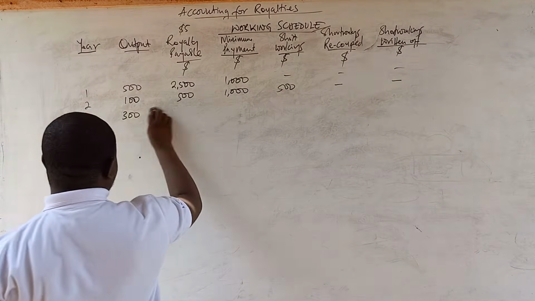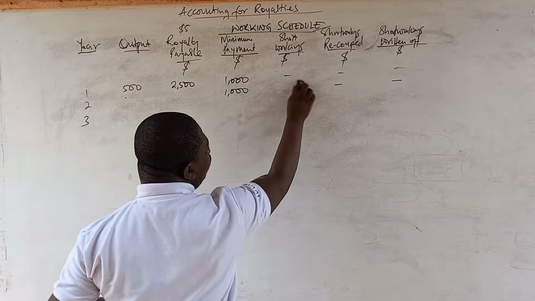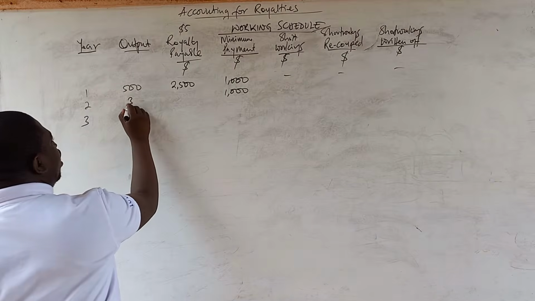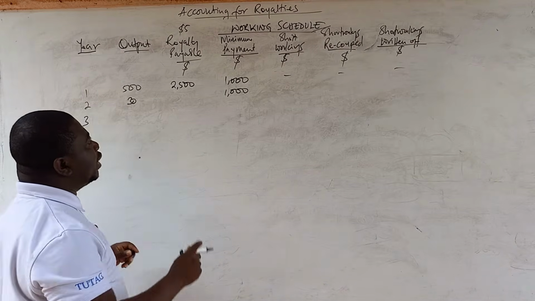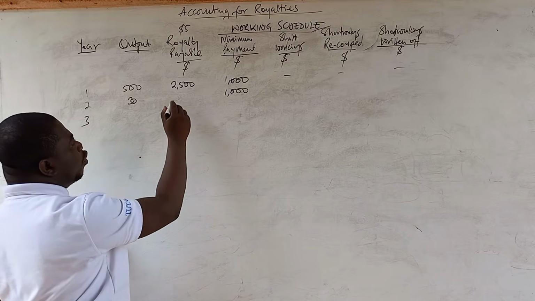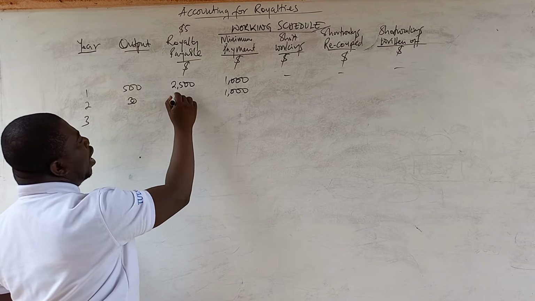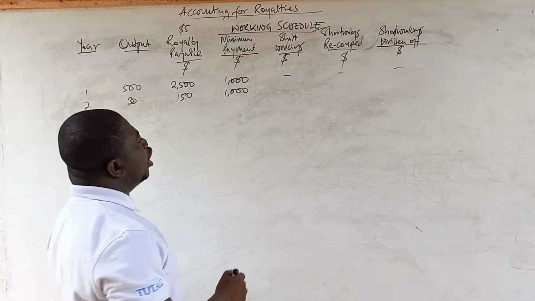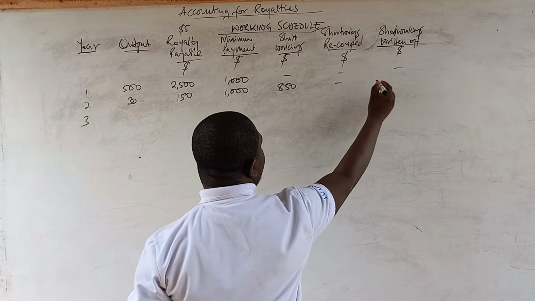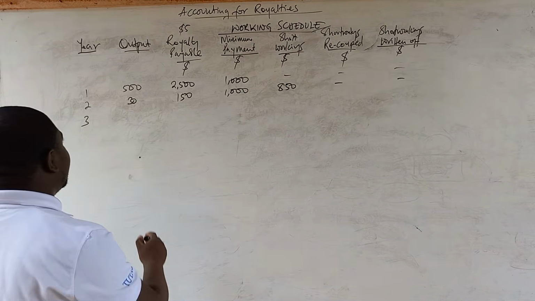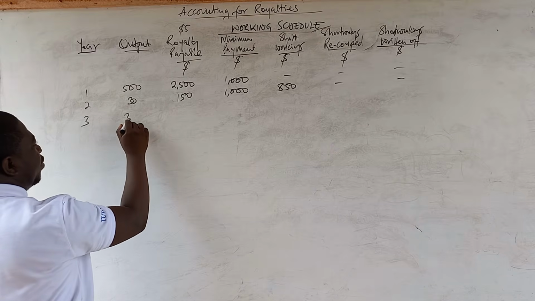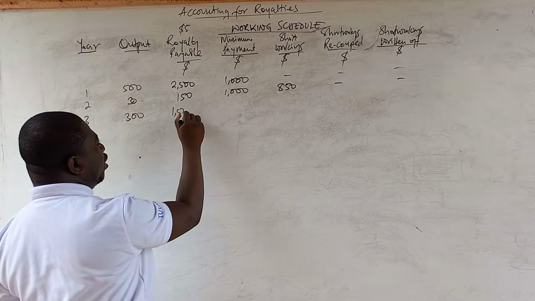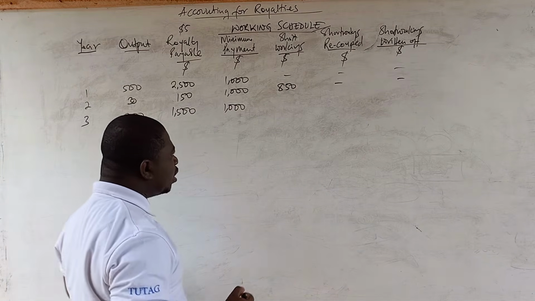Let me just clear this and assume that in the second year, you were able to extract only 30. If you extract only 30, you multiply 30 by 5 and you get $150. Now, if you compare $150 to the minimum payment, you get short workings of $850 in the second year. So in the third year, assuming you have the same 300, which gives you a royalty payable of 1,500 and a minimum rent of 1,000.